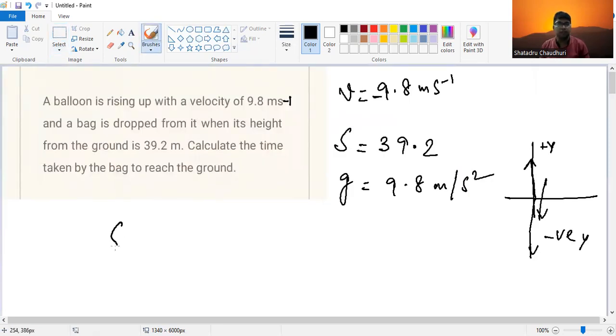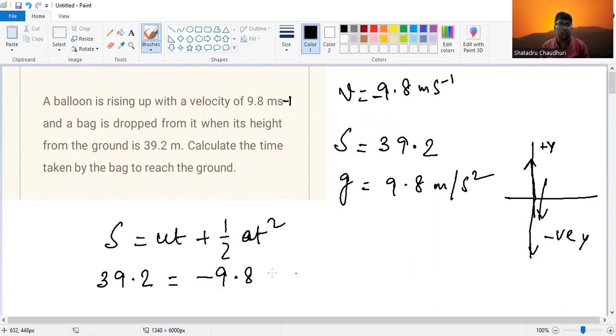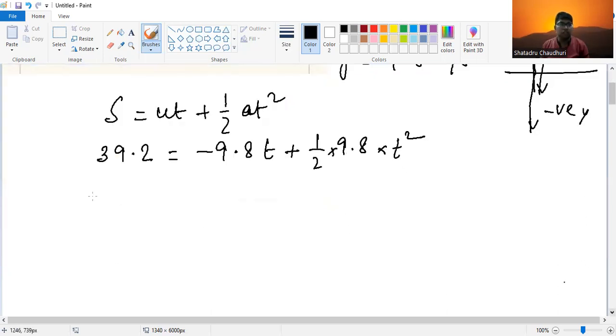S equals ut plus half at square. Now, S is 39.2, u is minus 9.8 into t, plus half into 9.8 t square. So 39.2 equals, this will be 4.9 t square.